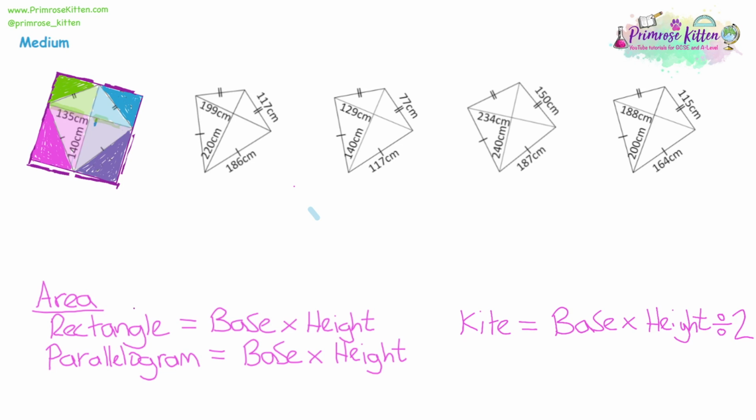It's very similar to finding the area of triangles, and you'll notice that the kite is made out of triangles. So it's following a combination of the triangle formula, where it's base times height divided by 2, and the rectangle formula, where it's base times height.